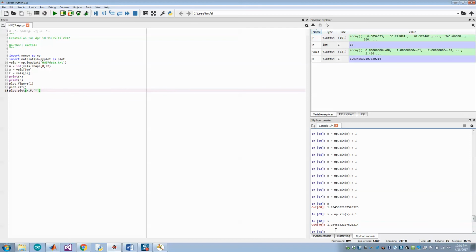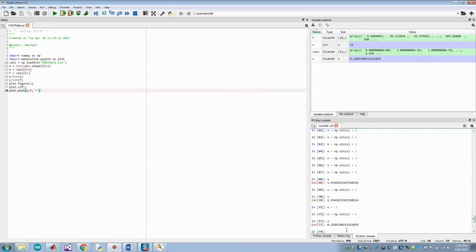All we did is we started off with a guess. Let me guess x equals negative 1. What happens then? What's the new x? It's that. Let's get another x. What's the x? Let's get another x.